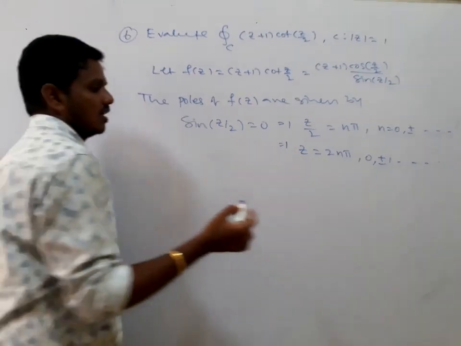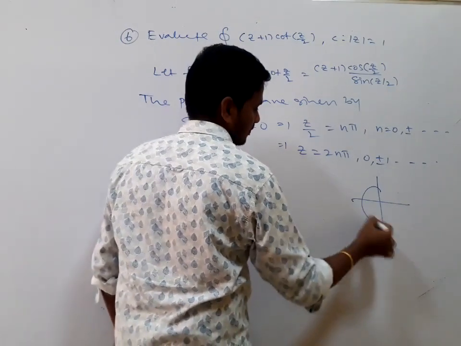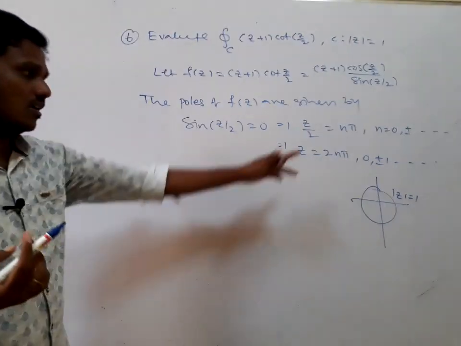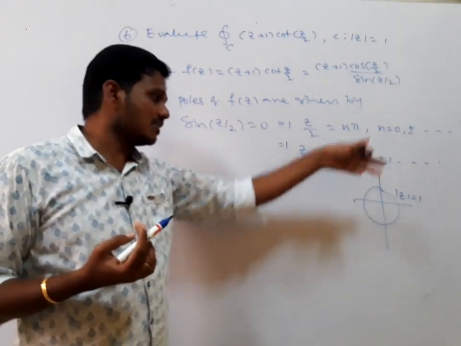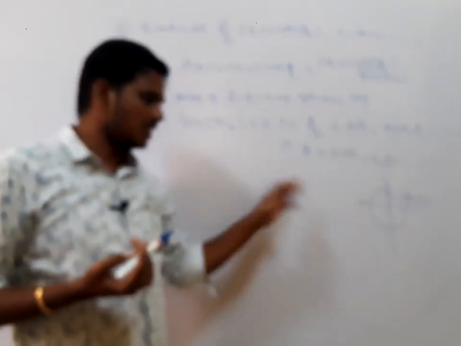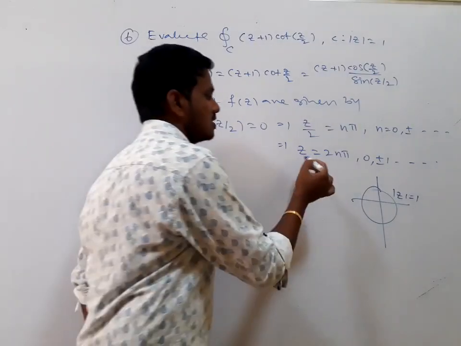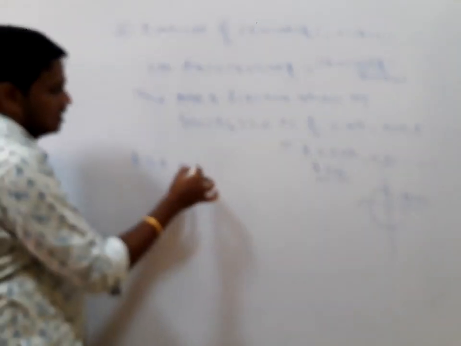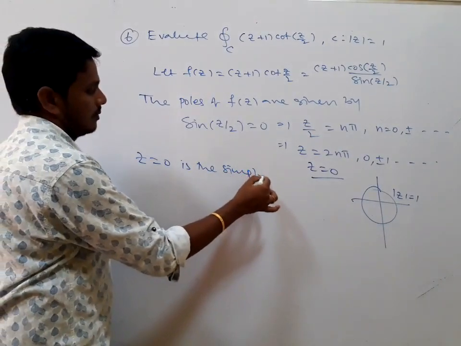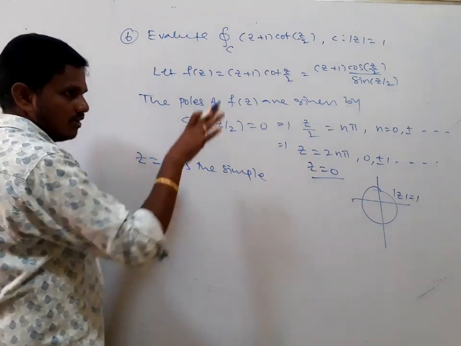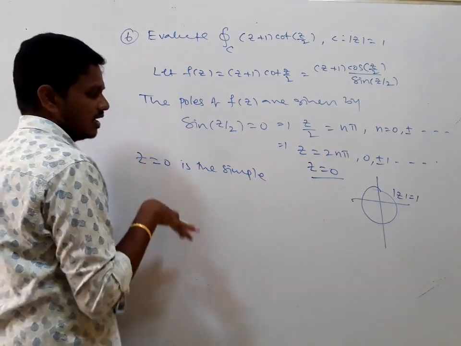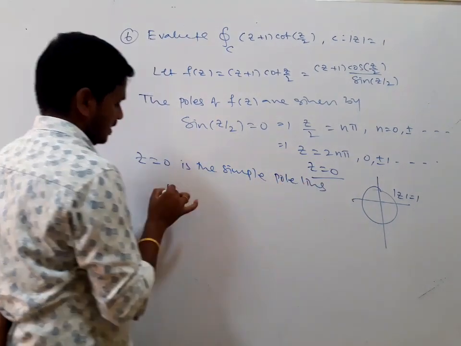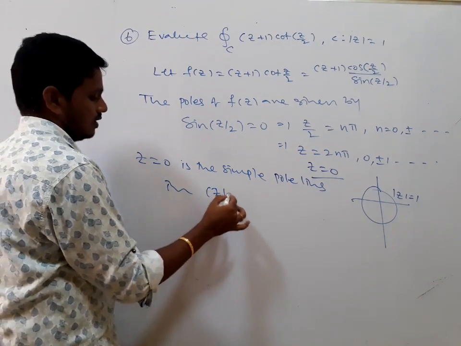But do we take all the poles? No. Why? The reason is mod z equals 1. If I take n equals 1 here, 2 pi lies outside the region mod z equals 1. Minus 2 pi lies outside the region. Only if I take n equals 0, z equals 0. Right, z equals 0 is the simple pole. All the poles are simple poles, but which poles lie inside the region? We should concentrate on this point only. The simple pole lies inside mod z equals 1.